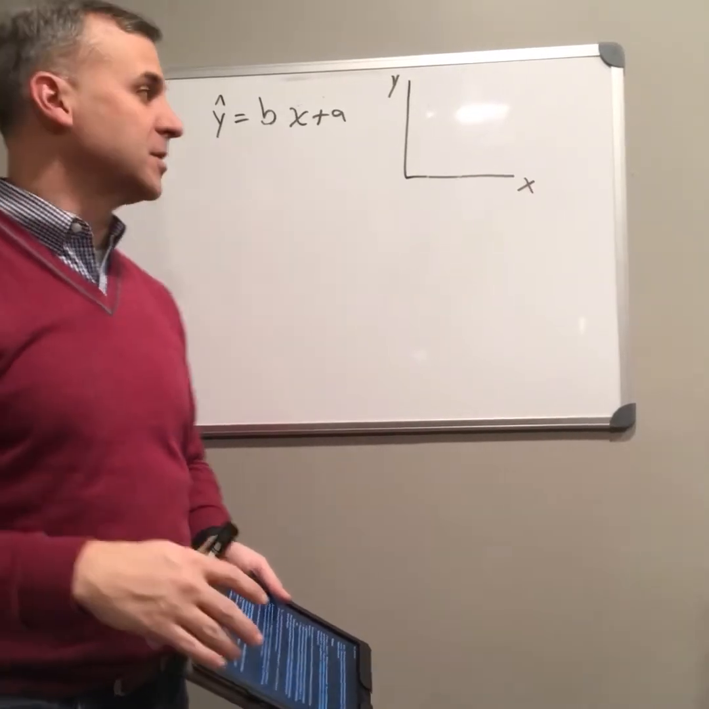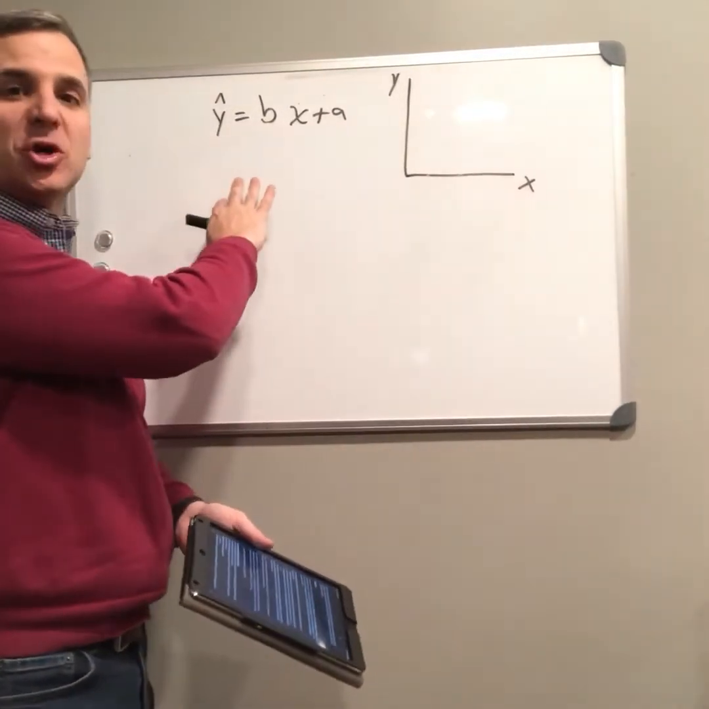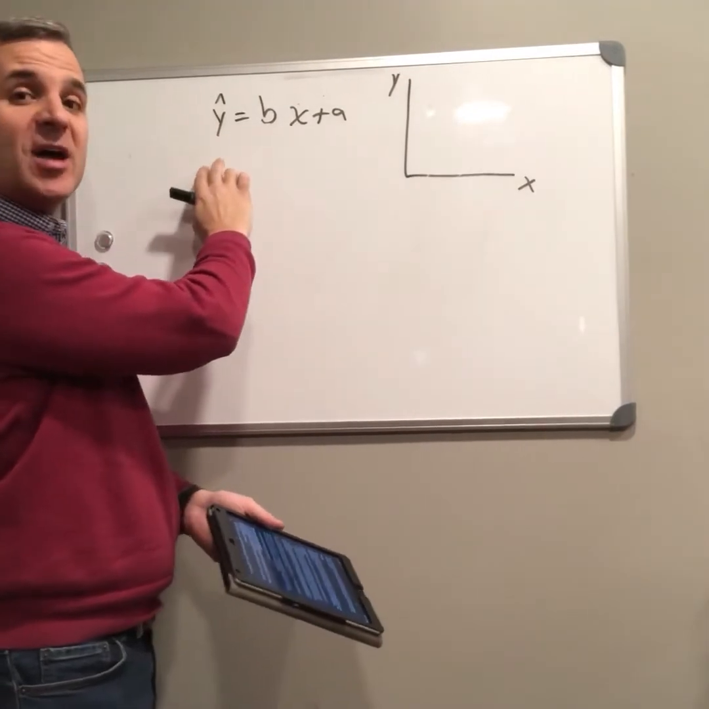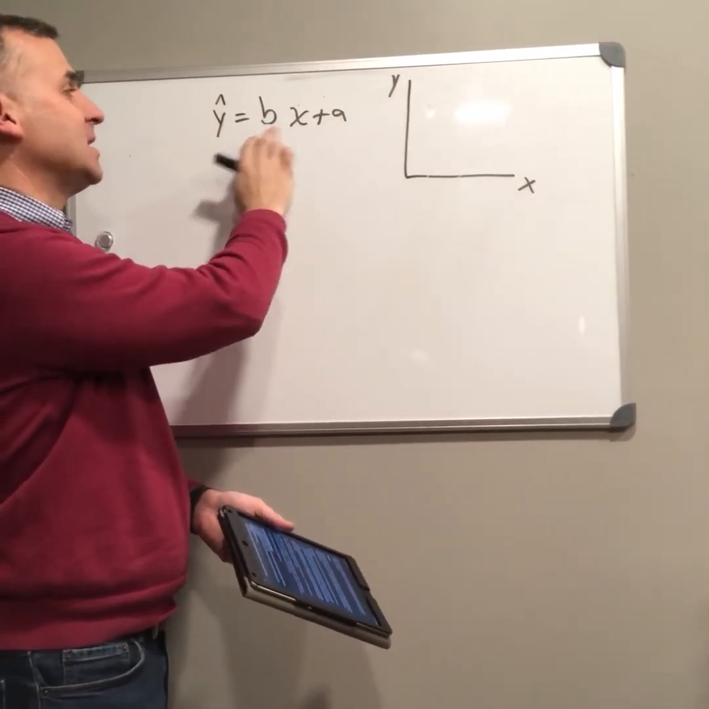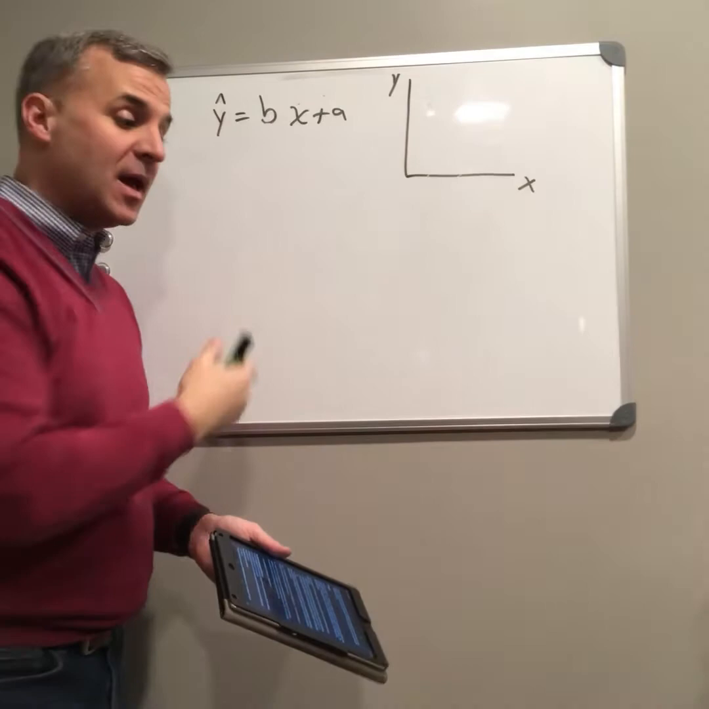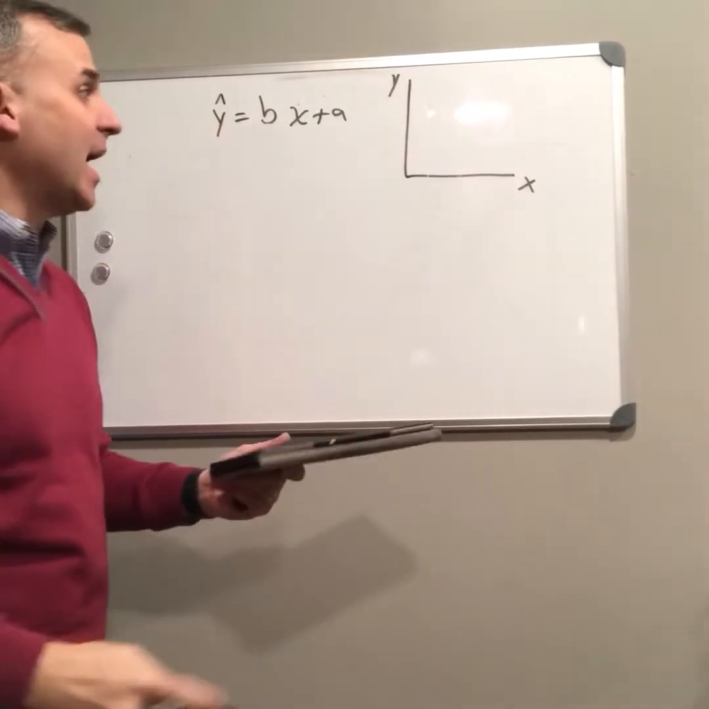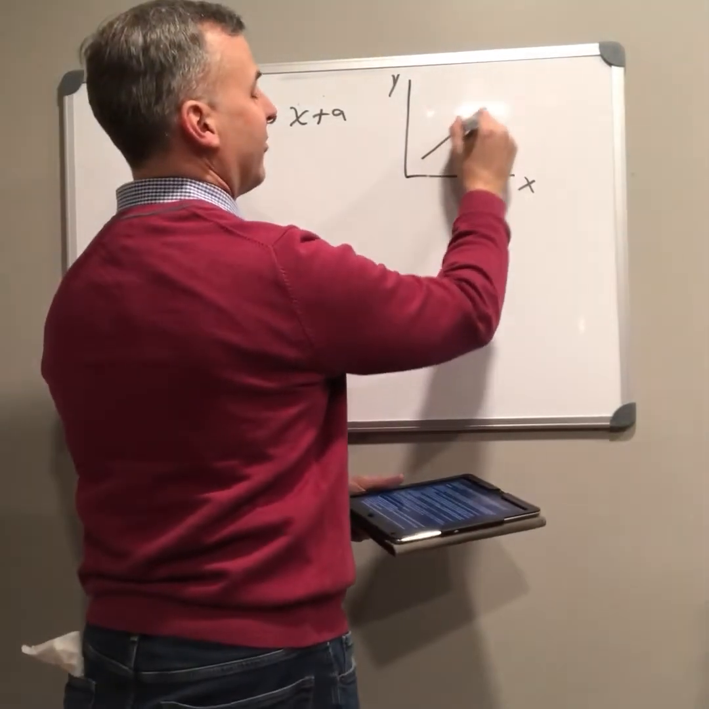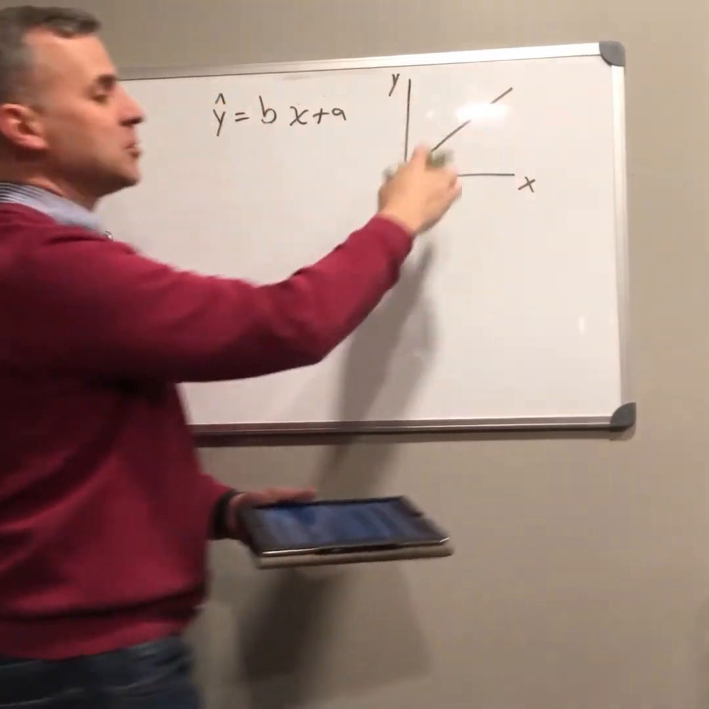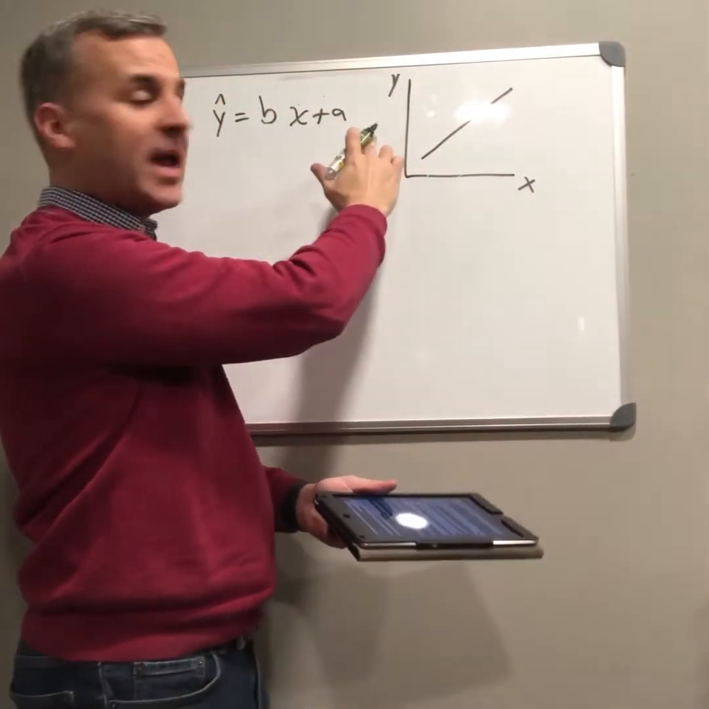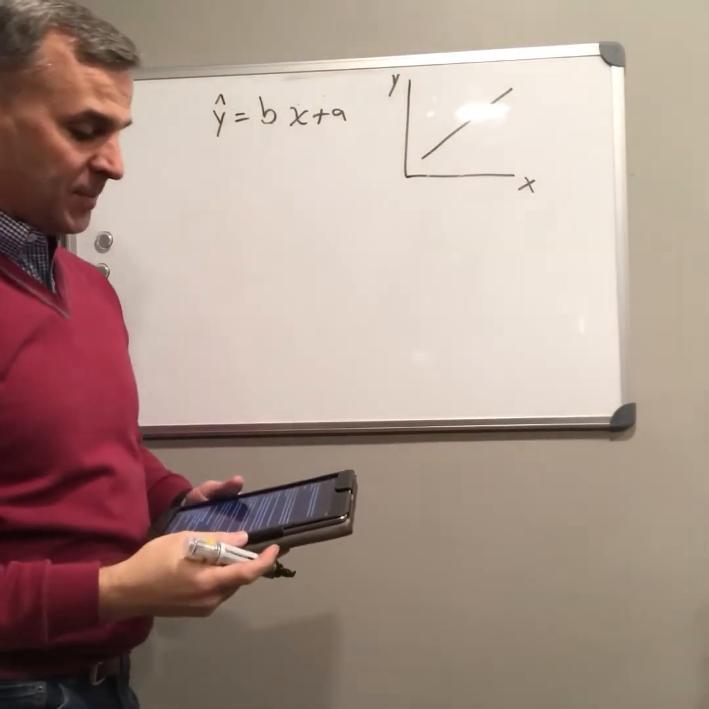So now let's talk about residuals. I have my regression equation: y hat, my expected value of y, is equal to bx plus a. And that, of course, describes a line, right? My line of best fit for my data. My predicted values of y based on my values of x.